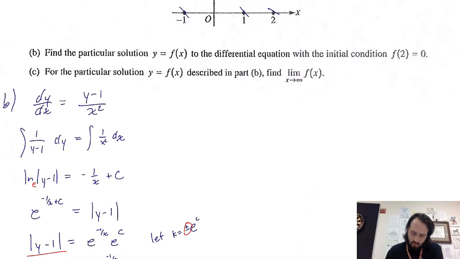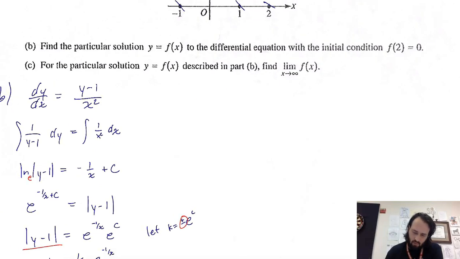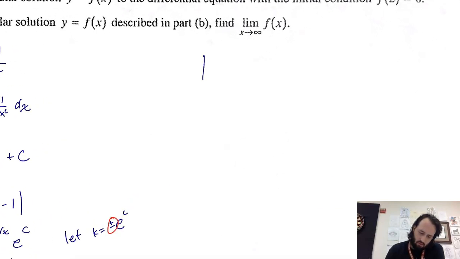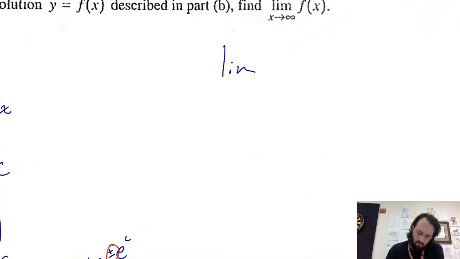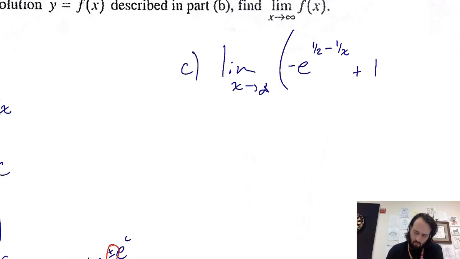Okay. For the particular solution, find the limit as f of x approaches infinity. So this is part C here. So the limit as x approaches infinity of my function, which was negative e to the 1/2 minus 1 over x plus 1, right, the limit of all of that, which if I put in, essentially I'm putting in infinity right there. So if I put in an infinity right there, this is 0. So all this comes out to be is 1 minus e to the 1/2.